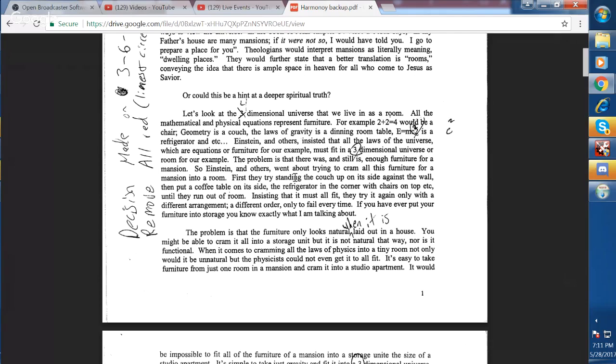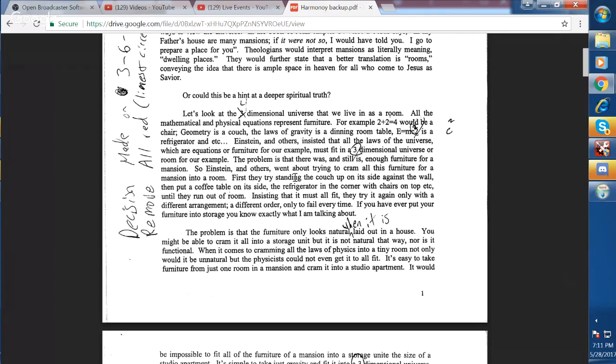So Einstein and others went about trying to cram all this furniture for an entire mansion into a little room. Literally, picture your biggest mansion, and they're trying to take all that furniture in the mansion and cram it into a room. Oh boy, they tried hard. I'm telling you. So first they tried standing a couch up on its side. These are equations. I'm relating equations to furniture here for simplicity.